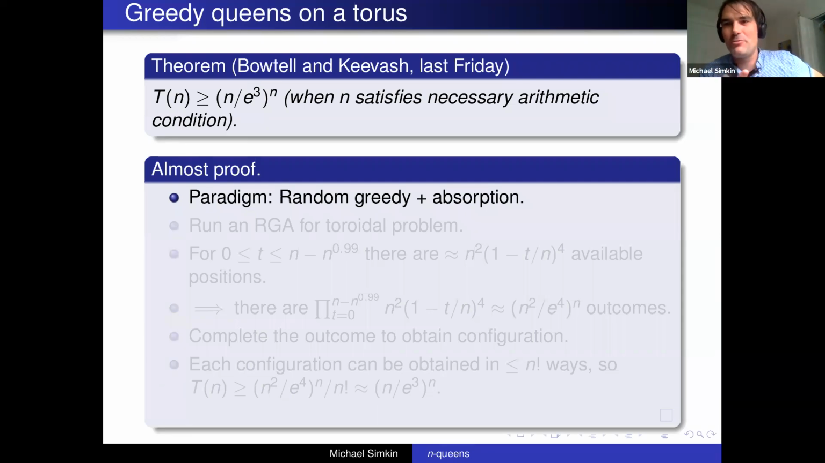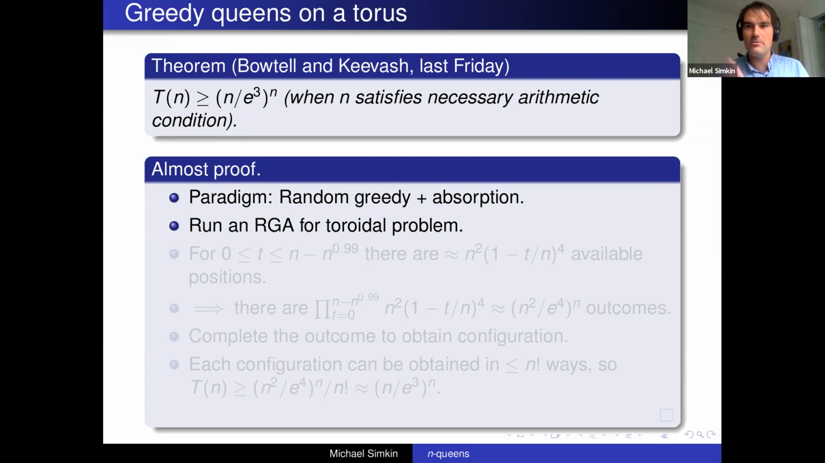So here's how you generally prove lower bounds in the numbers of combinatorial designs. The paradigm is called random greedy plus absorption, and it goes like this. You run an RGA, a random greedy algorithm, for, in our case, the toroidal Queens problem. So what this means is you start with an empty board and you choose a place uniformly at random and you put a queen on it.